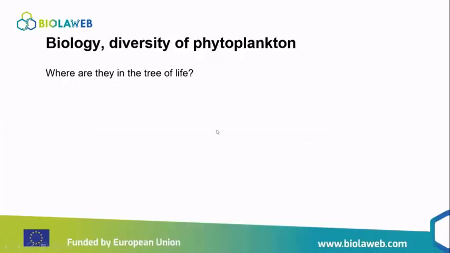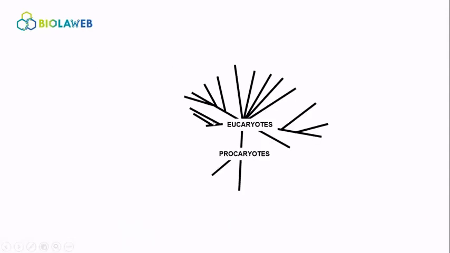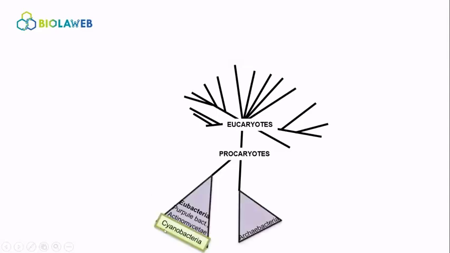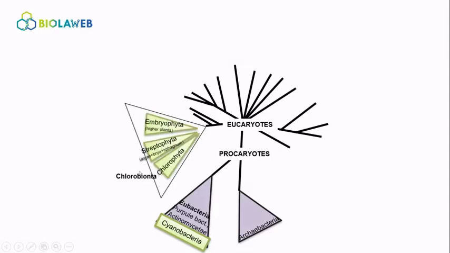And just to have a brief look in the tree of life, where are they? If you consider prokaryotes, in prokaryotes you already have the cyanobacteria, which are the first chlorophyllian organisms which appeared on the earth. And then this big group is the Chlorobionta, in which you have Chlorophyta, an important group of algae, Streptophyta, in which you also have some algae, and Embryophyta, which are higher plants.